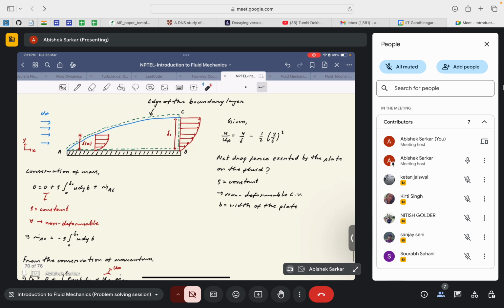Okay, so the question is: for rho equal to constant, given that the control volume is non-deformable, so this boundary layer remains as such, and B is the width of the plate inside the paper. What is the net drag force that is exerted by the plate on the fluid?